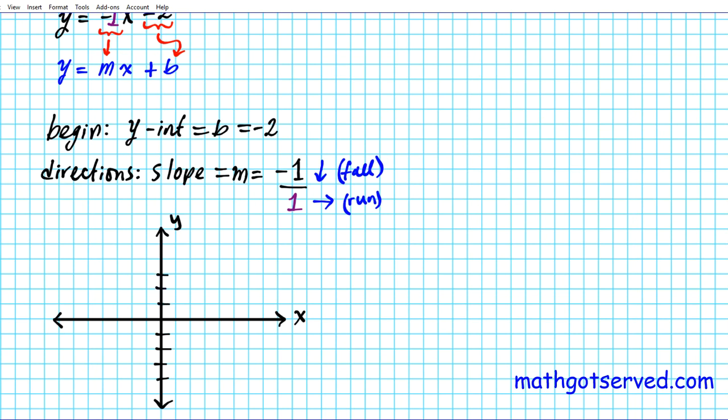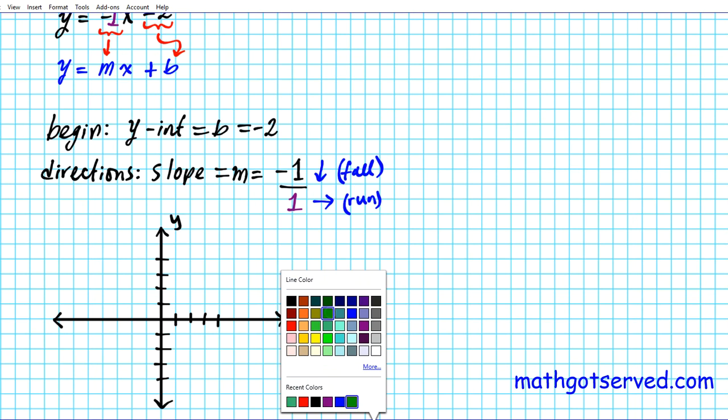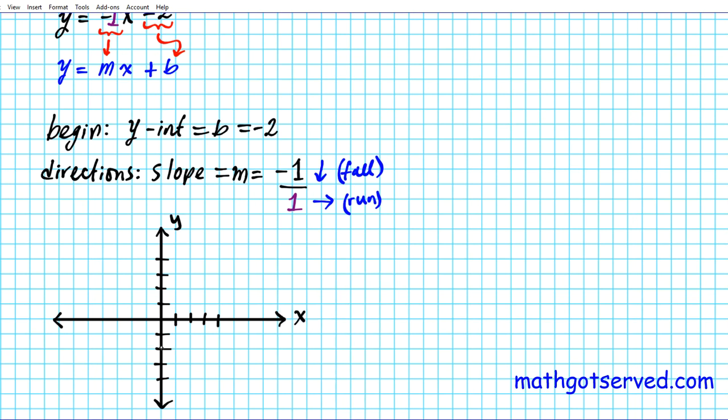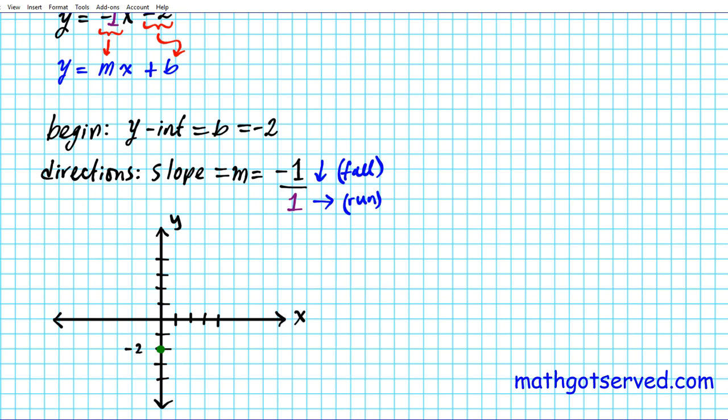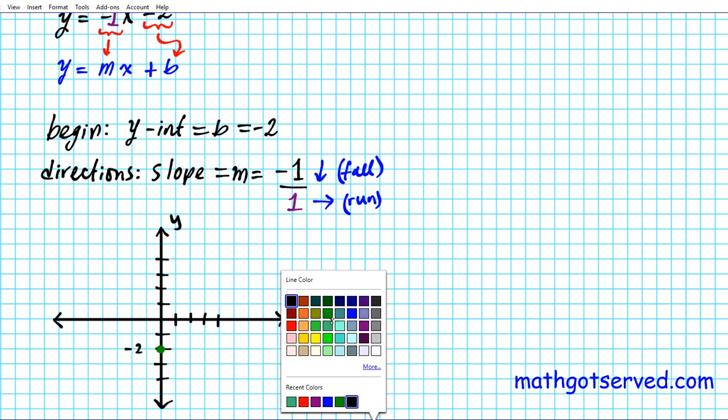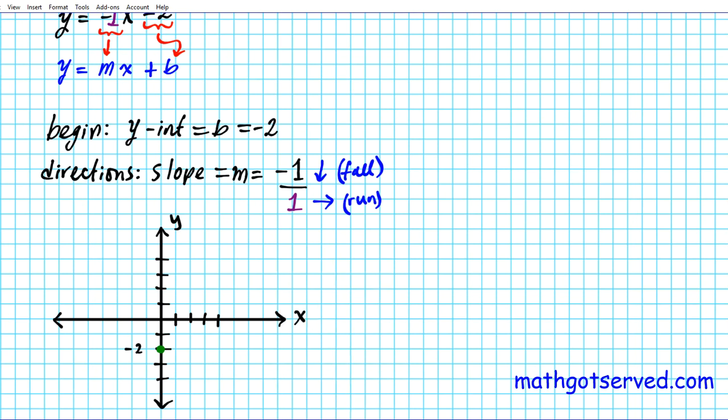Then you graph your y-intercept and use the slope to find the second point. The y-intercept is -2 right here. So that's 1 point. Now we need another point to graph the line. How do we locate the other point? This is where the slope plays its role. It tells us to drop 1 unit and run 1 unit.